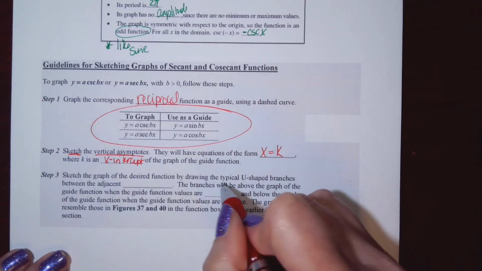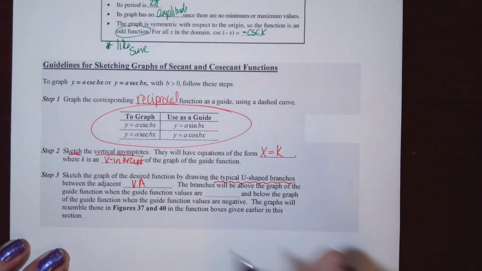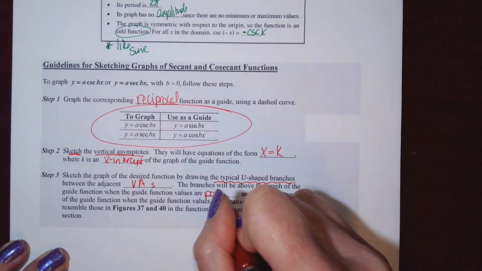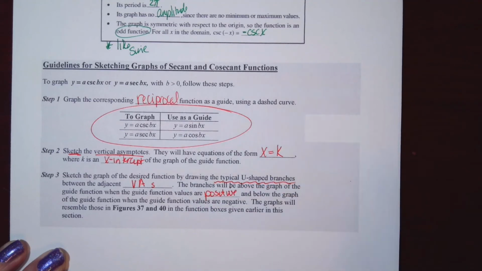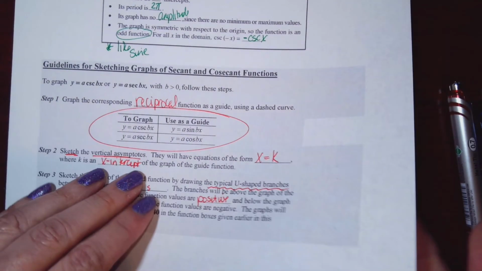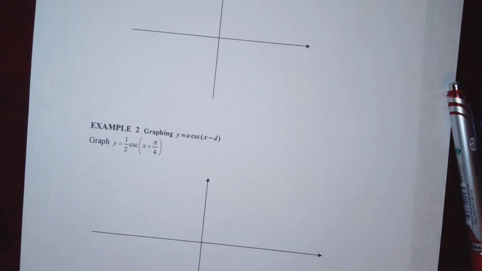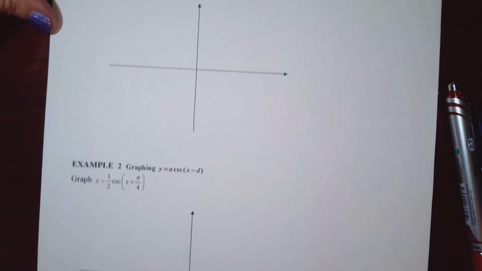Then you're going to draw those U-shaped branches between the adjacent vertical asymptotes. If you're at a peak, they go up. If you're at a trough, they go down. And that's it. Like I said, you already know how to do these two because you already did them when you did sine and cosine. Let's do a couple of examples. And by couple, I mean 3. And then we're going to read some graphs.